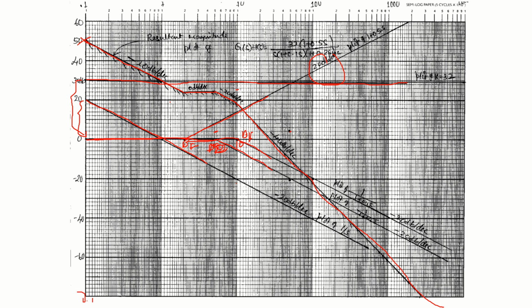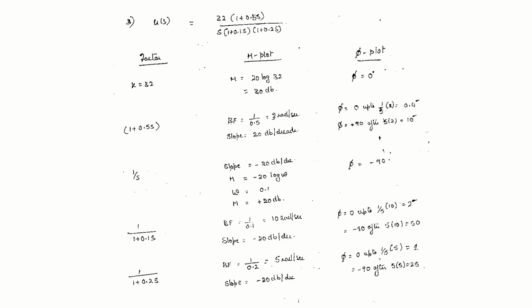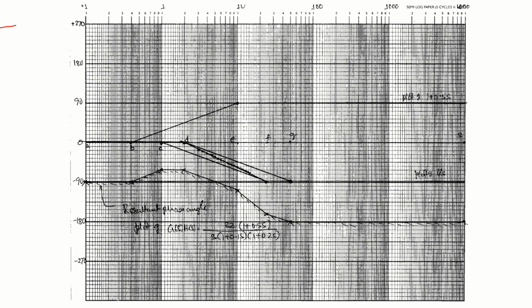Then in the same way, draw the phase angle plot. Phase angle of K is 0 anyway. 1 by 0.5, that is 2. Up to 0.4, phase angle is 0. After 10, phase angle is 90. Point 4, this one, in between you draw. Okay, that's fine.